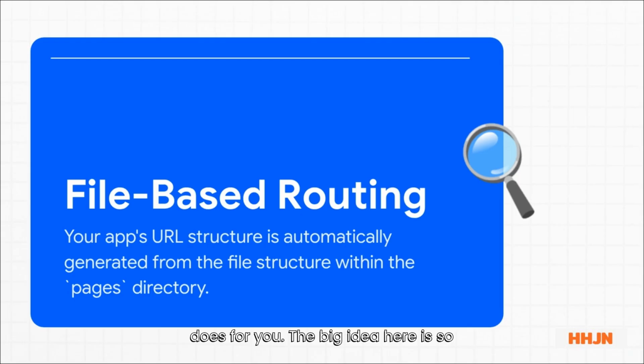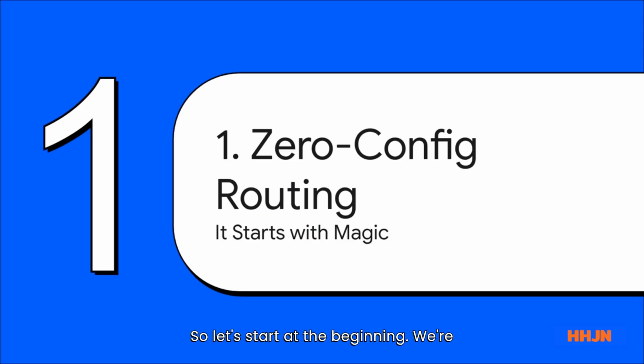The big idea here is so simple, it's kind of beautiful. Your folder structure becomes your app's routes. You just create files and folders in a special Pages directory, and Nuxt handles the rest. No config file needed. So let's start at the beginning. We're talking zero configuration. This is the part that, like I said, feels like magic, because you literally do almost nothing and it just works.